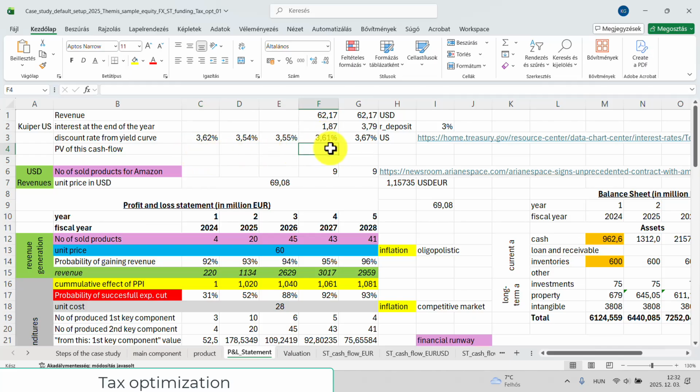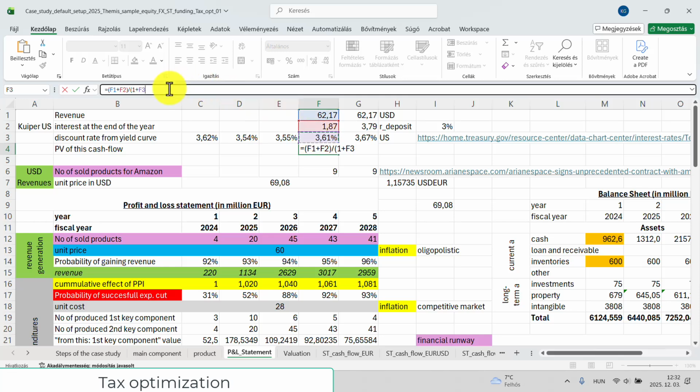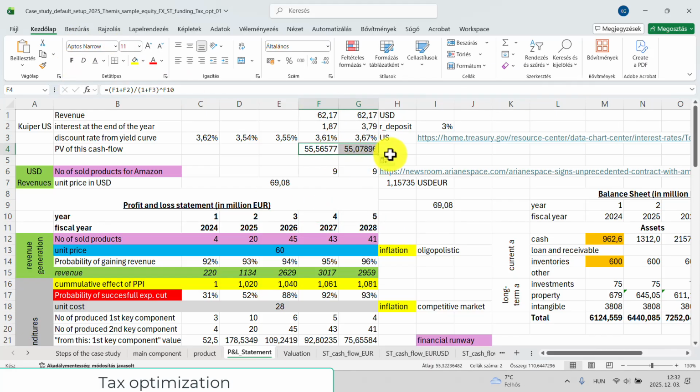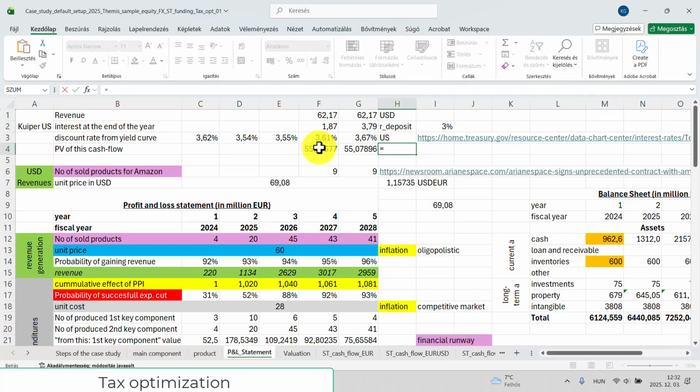We can say, let's divide this way. So u plus u divided by 1 plus this number here on the power of 4. This one as well, so altogether the present value of the whole scheme is this money. Yay.